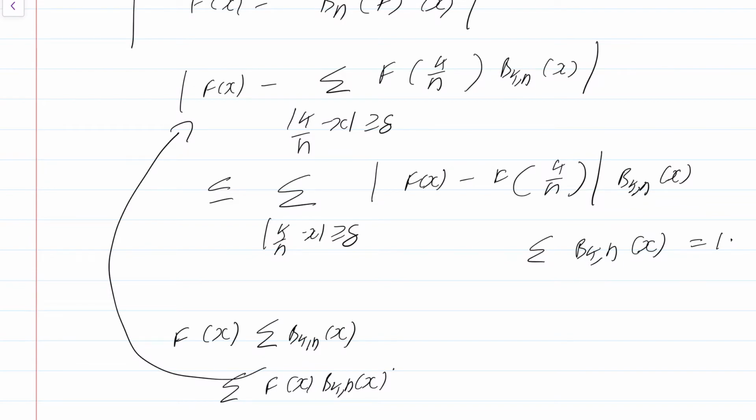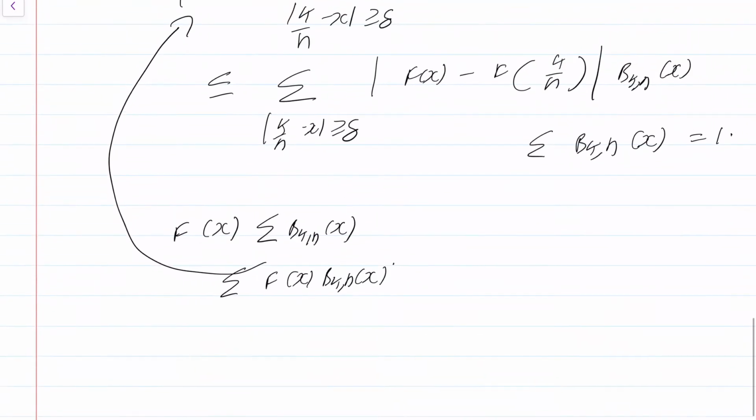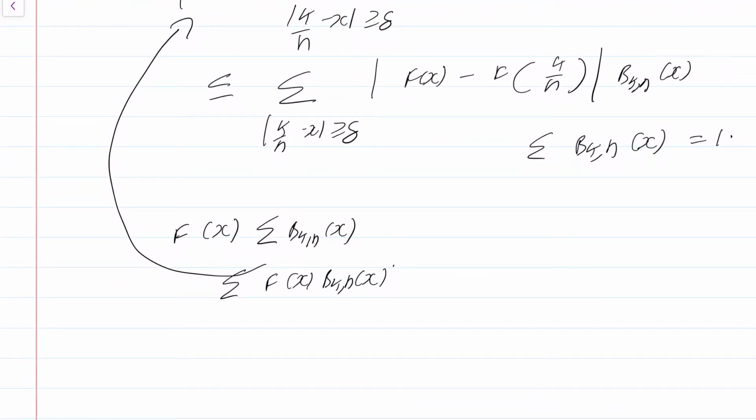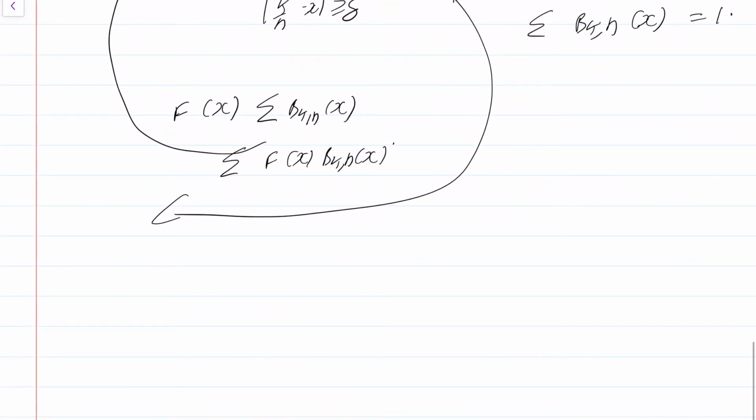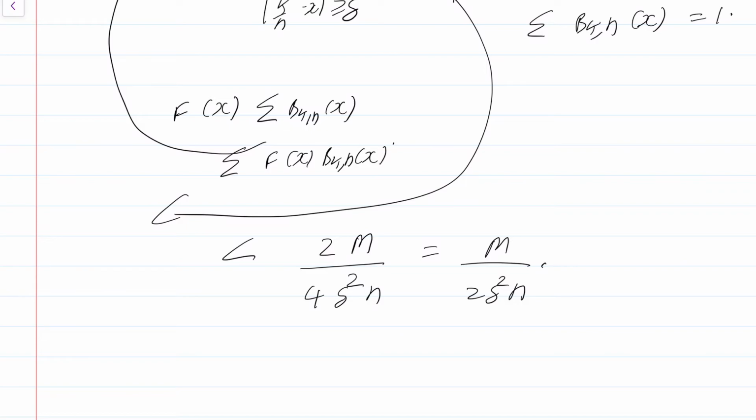Okay, from that it should become apparent how we got mod f of x minus f of k by n times b_k^n(x). Now, combined with what we have established regarding (k by n minus x) the whole squared b_k^n(x) being less than or equal to 1 by 4n, and combining that, what we get is that this quantity is going to be less than 2M times 1 by 4 delta squared n, which is nothing but M by 2 delta squared n. Okay, so kindly check this.